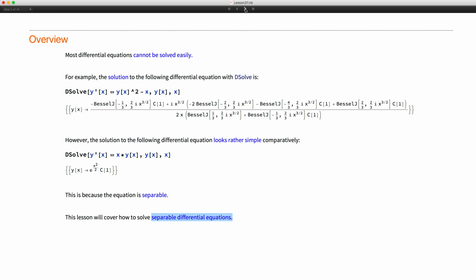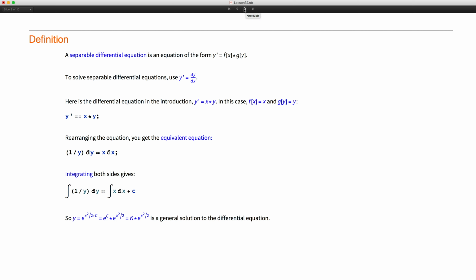So the question is, what is a separable differential equation? Well, a separable differential equation is an equation of the form y prime, the derivative of y, equal to some function of x times some function of y. Now if you look at this, the right hand side is certainly what you would call separable. You can separate x and y. The question is, how about the left hand side? Well, recall that y prime is dy over dx. So you can think of that as a separation for y prime.